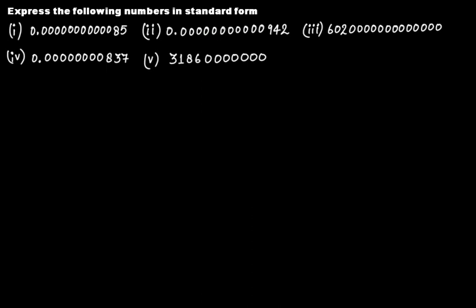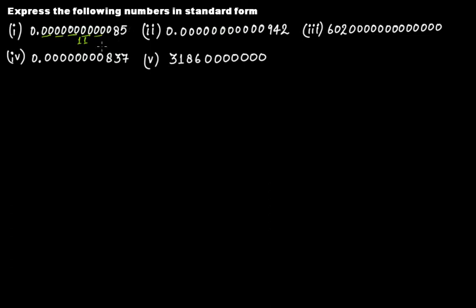Now let's move to the next question, that is, express the following numbers in standard form. Now these numbers are in the usual form. So in this case, let's count how many zeros you have. This is one pair, second pair, third pair, fourth pair, fifth pair. So 5 pairs means 10 zeros, plus 1, that is 11 zeros. So remember that in this case you have 11 zeros before this 8, and this one digit, that is 8.